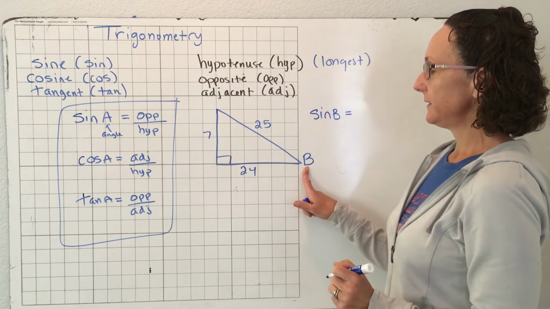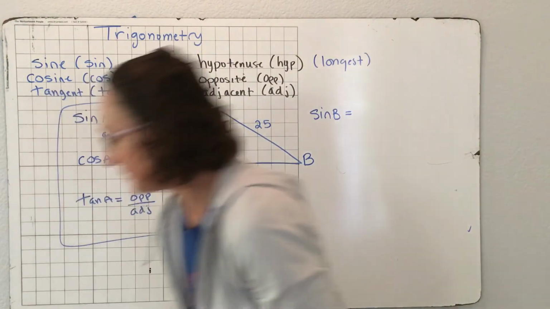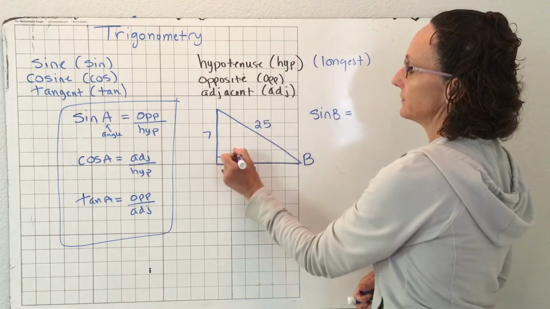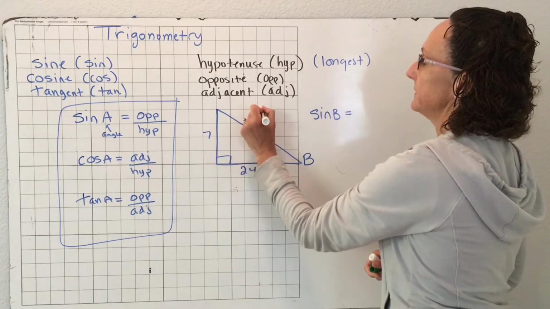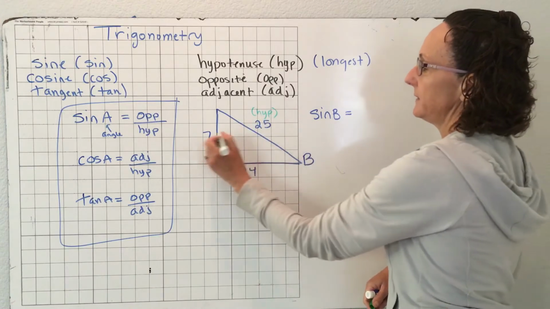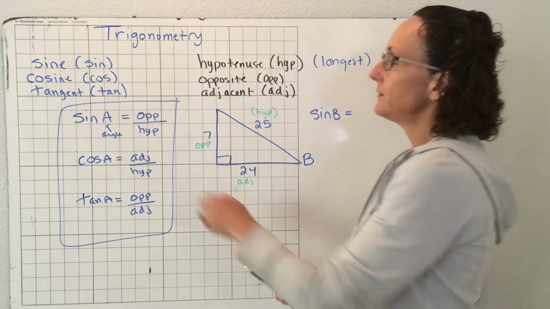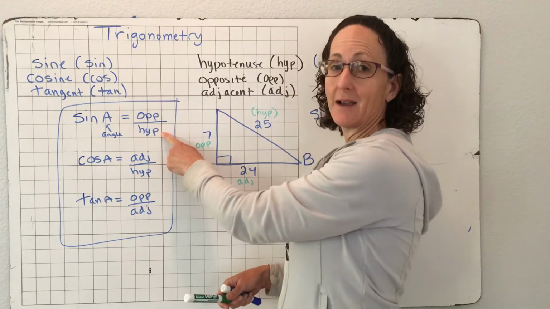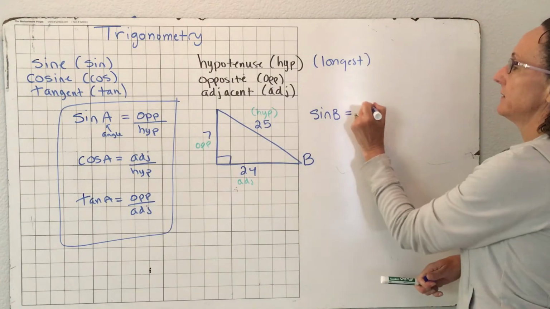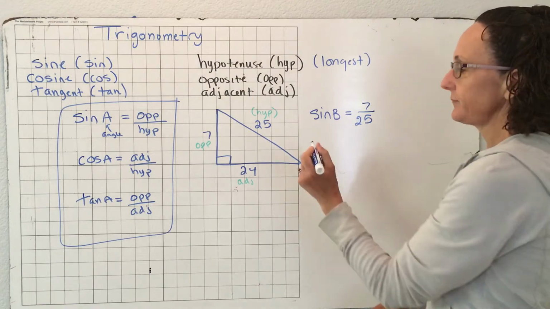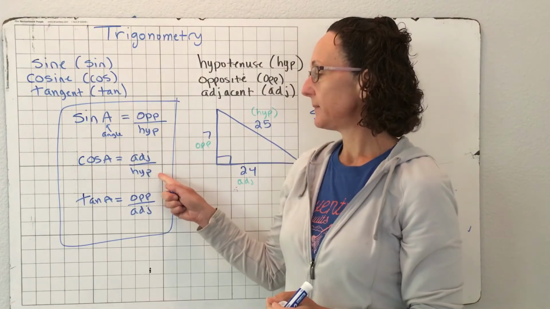So you say, okay, the sine is the opposite over the hypotenuse. What I would highly recommend as your very first step is to write what these sides are. Across from the 90 is the hypotenuse. Across from the angle is the opposite, and this one would be the adjacent. We know that sine is the opposite divided by the hypotenuse, so that would be 7/25.